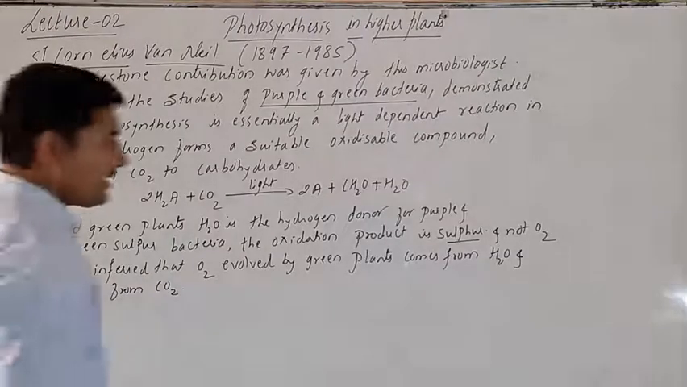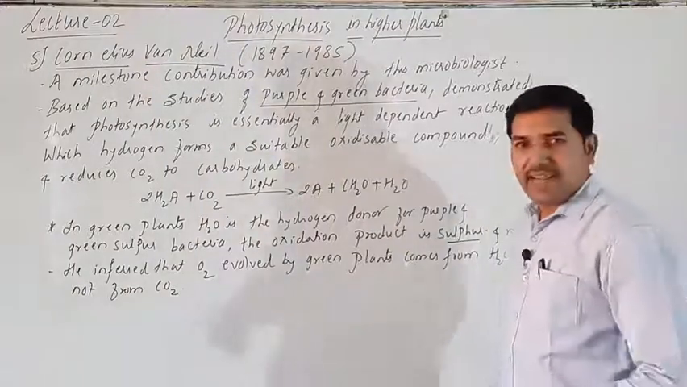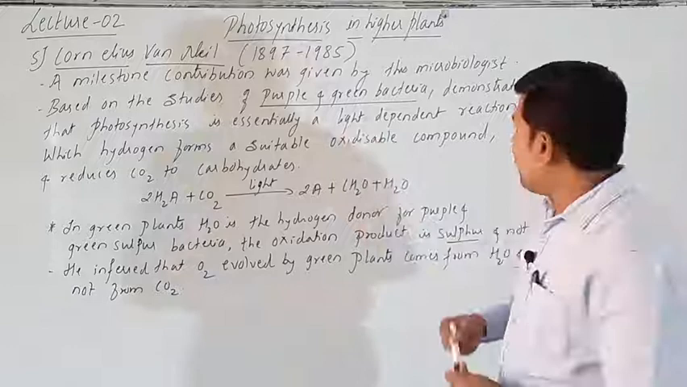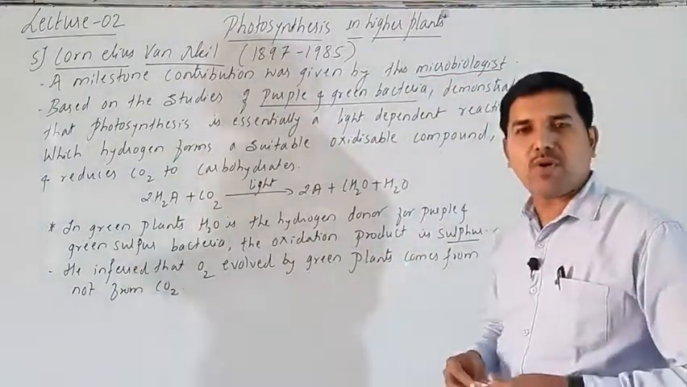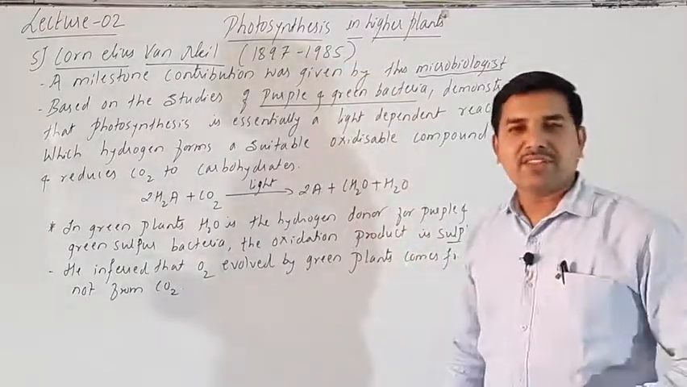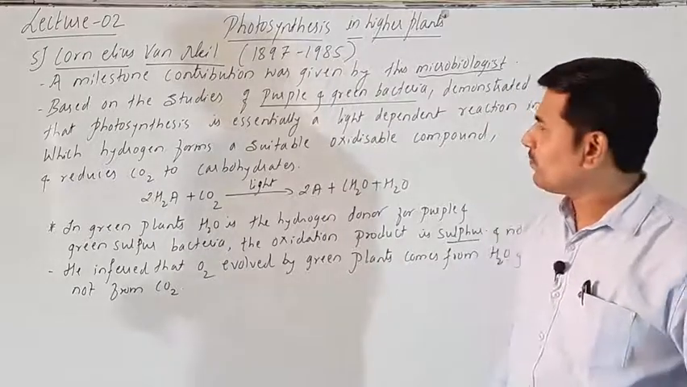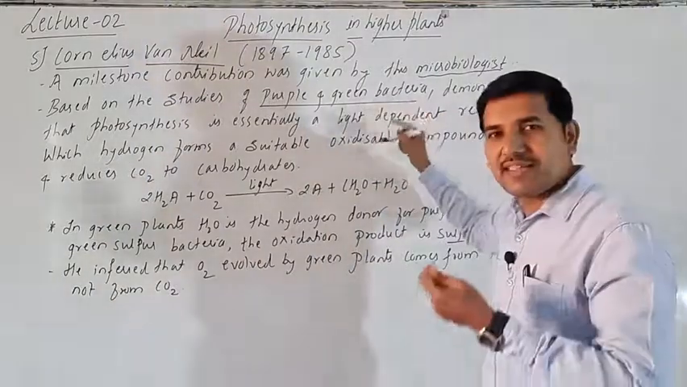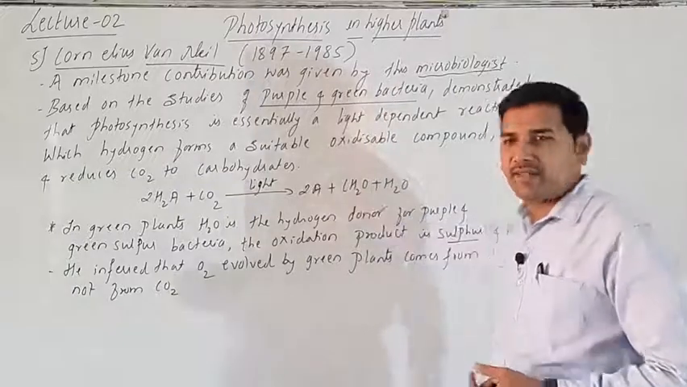Now, this was the experimental evidence which was given by Cornelius Van Neel. He was a microbiologist, so maximum contribution was given by this person to show that the oxygen that is released during the process of photosynthesis comes from water, not from CO2. Based on the studies of purple and green bacteria, he has taken purple as well as green colored bacteria in his experiment.